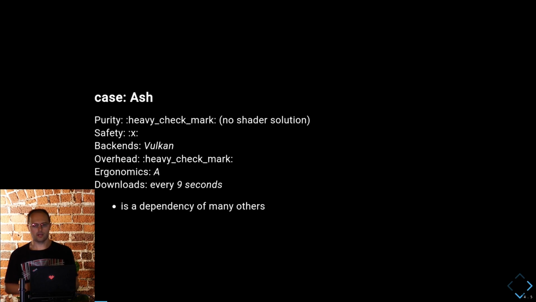We'll go to Ash. That's the library used by Zero Matter. It's completely unsafe. It only supports Vulkan. It has not very good ergonomics, but it's used widely. It's downloaded with roughly the same frequency, so every 9 seconds. Very popular choice.